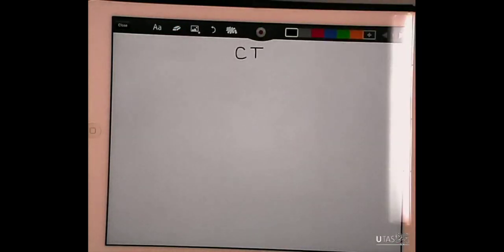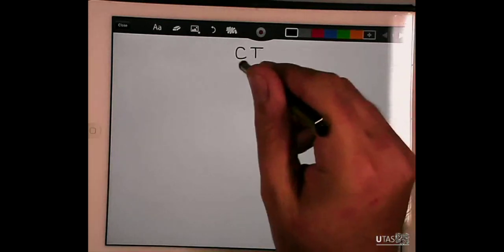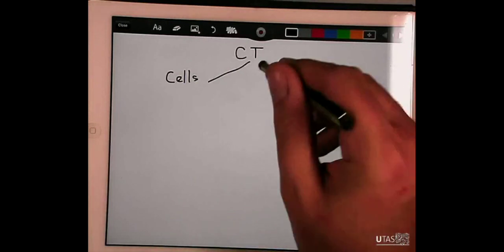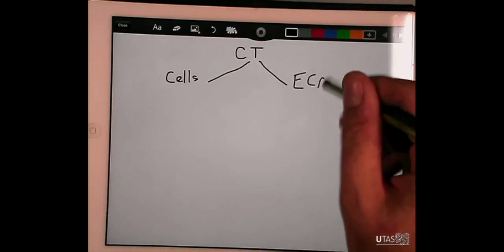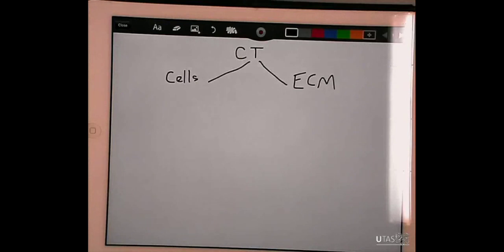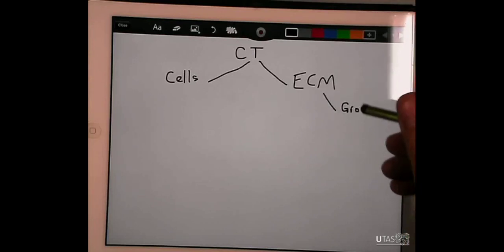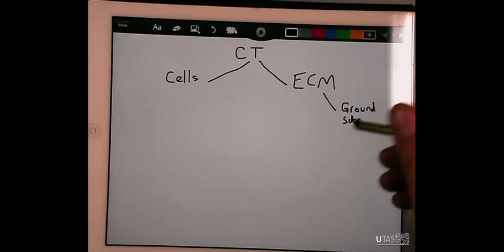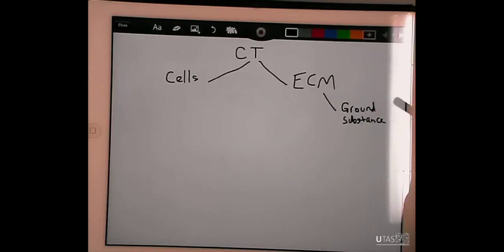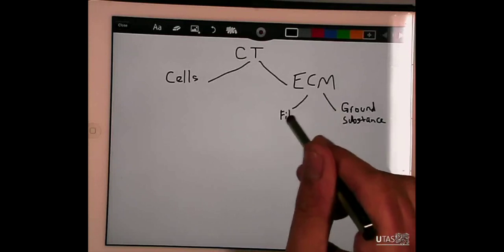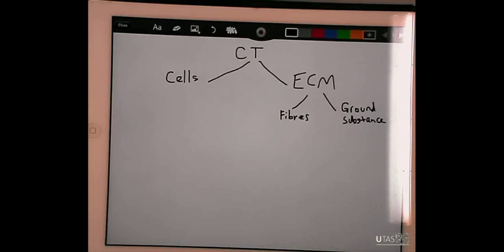Okay, connective tissue is made up of 2 components. Cells and extracellular matrix. So there's our first 2. Connective tissue is made up of cells and extracellular matrix. The extracellular matrix is made up of ground substance, and fibres.